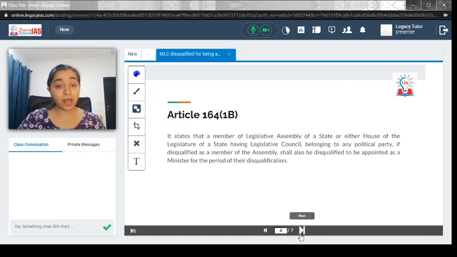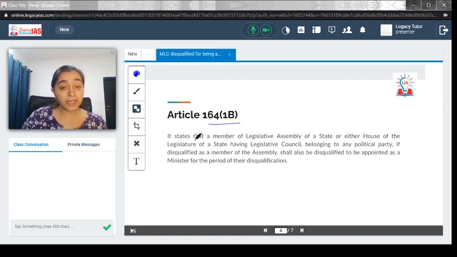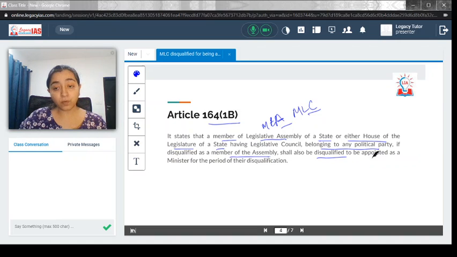So let's first discuss Article 164(1)(b), which was mentioned by the High Court judge while giving his judgment. What is there in Article 164(1)(b)? It states that a member of the Legislative Assembly of a state or either house of the legislature of the state, which means it may be a state legislative assembly or an MLC. It doesn't matter whether it is an MLA or an MLC, both of them could be disqualified under Article 164(1)(b). Belonging to any political party, if disqualified as a member of the assembly, shall also be disqualified from being appointed as a minister for the period of their disqualification.